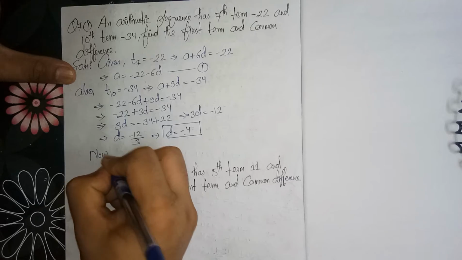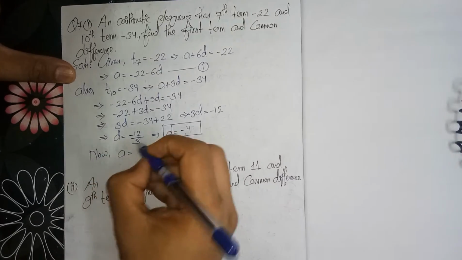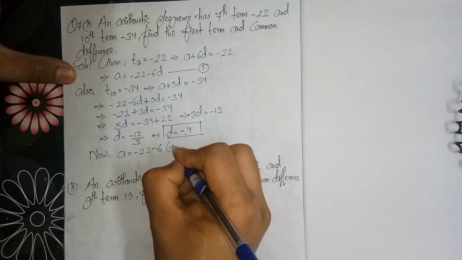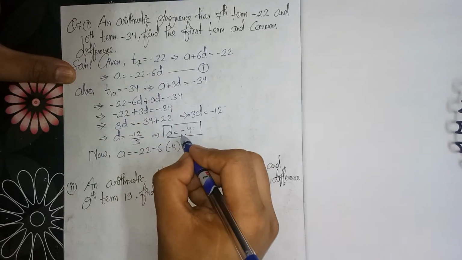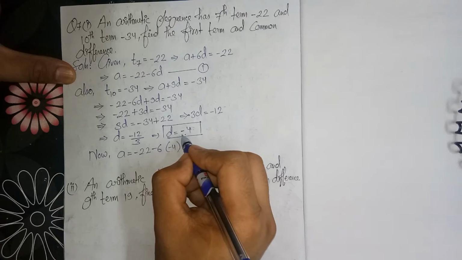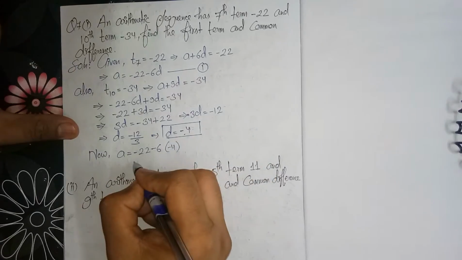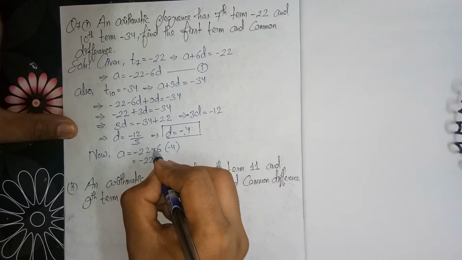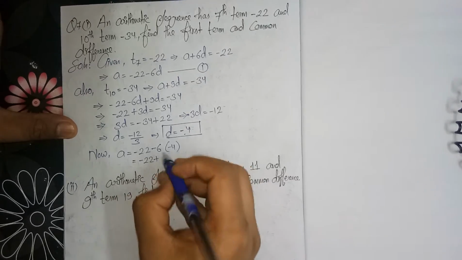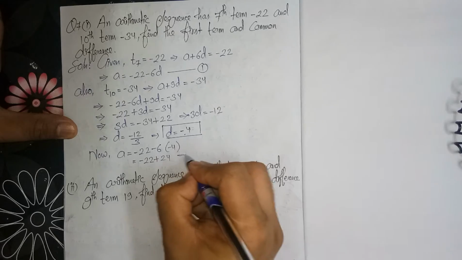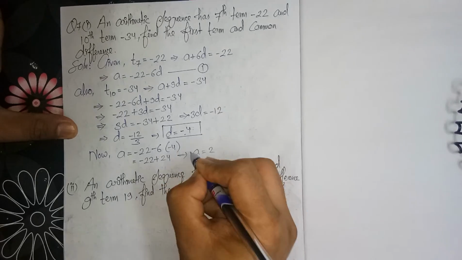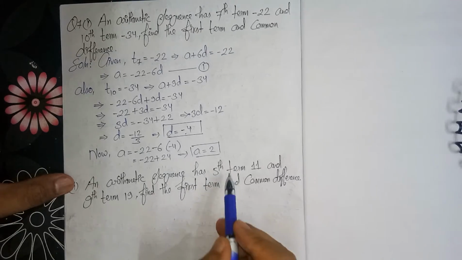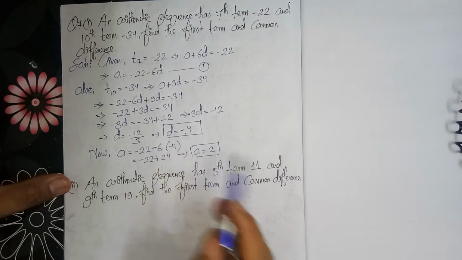Now A equals to minus 22 minus 6 times minus 4, in place of D we substituted the value D equals to minus 4. Now this is equals to minus 22, and minus into minus is plus, 6 4s are 24, right? Implies A is equals to 2. So the value of first term is 2 and that of common difference is minus 4.